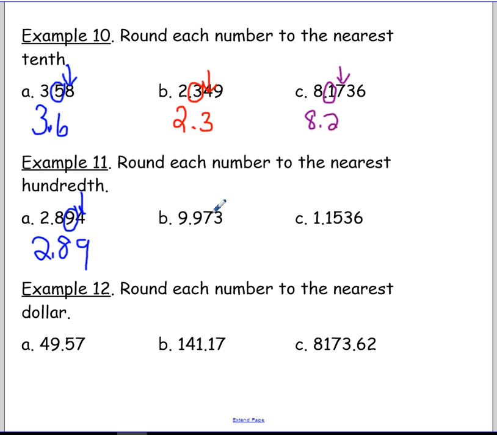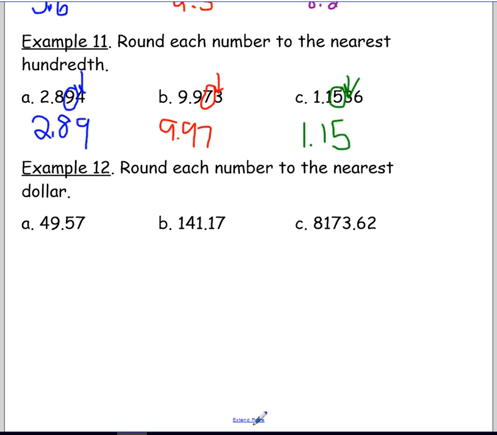Next number, 9.973. So our 100th spot is the 7. The 3 tells us to leave it alone. And so we have 9.97. And then we have 1.1536. So again, the hundredths is 2 spaces to the right of the decimal. The 3 tells us to leave the 5 alone. So we'll have 1.15. And then the 3 and the 6 are gone.